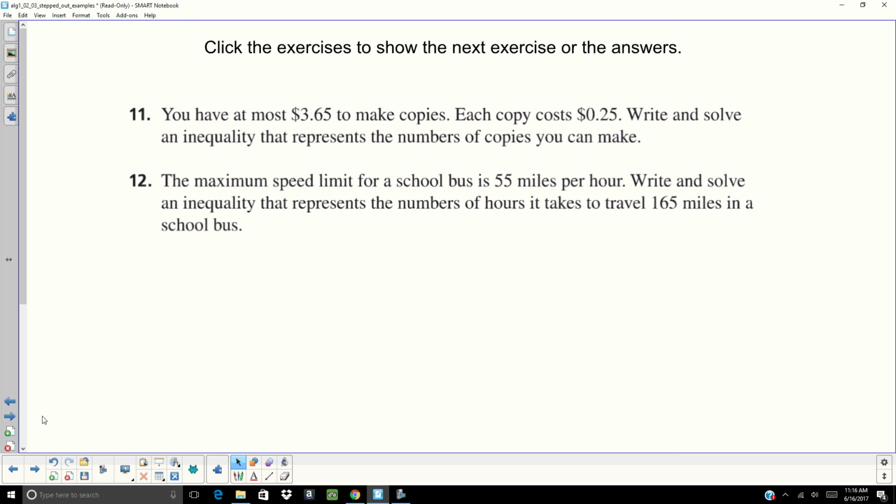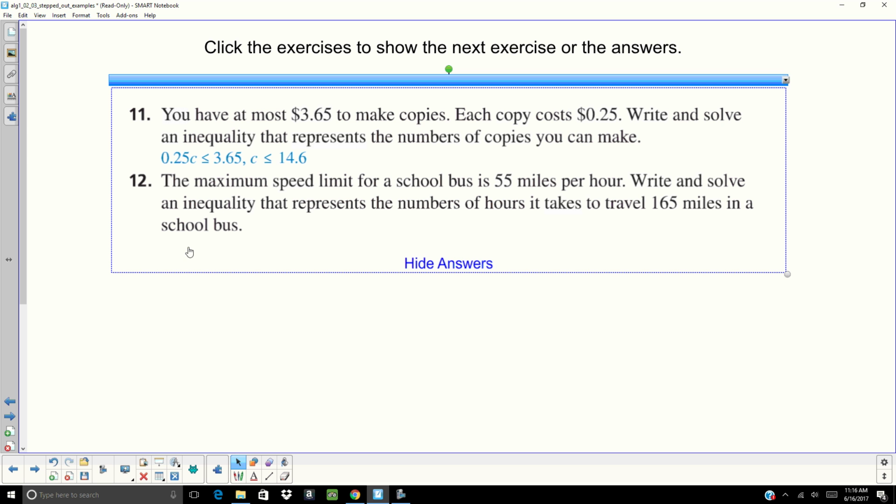All right, take a second, hit pause, try these two on your own. When you think you've got the answer, hit pause again and check your answers. c has to be less than or equal to 14.6. t has to be greater than or equal to 3.